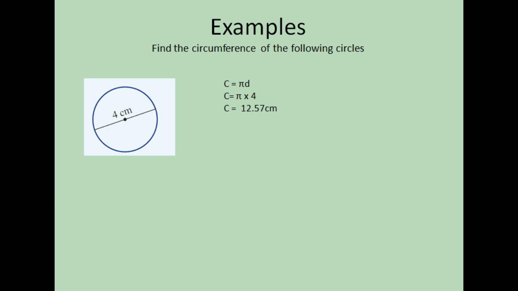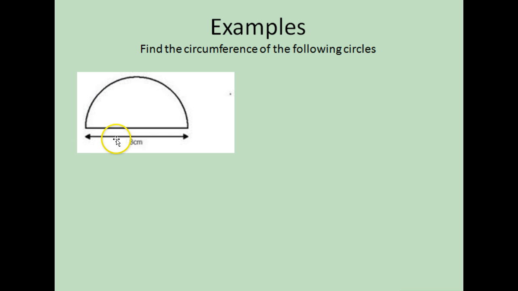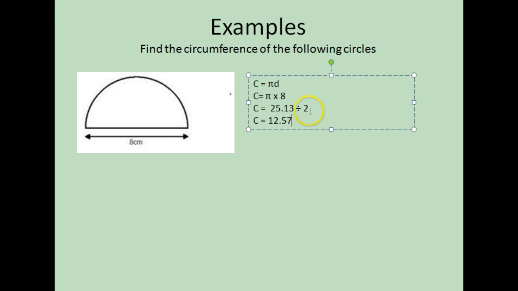Okay, one more example that you might come across is if you're given a semicircle. So what we actually need to do is find the circumference of this section here. So again, circumference is equal to pi times d, so it's pi times 8, and that gives us 25.13. Now that's for the whole circle, so what we need to do is divide that by 2. So divide by 2, and so that's this distance around here.